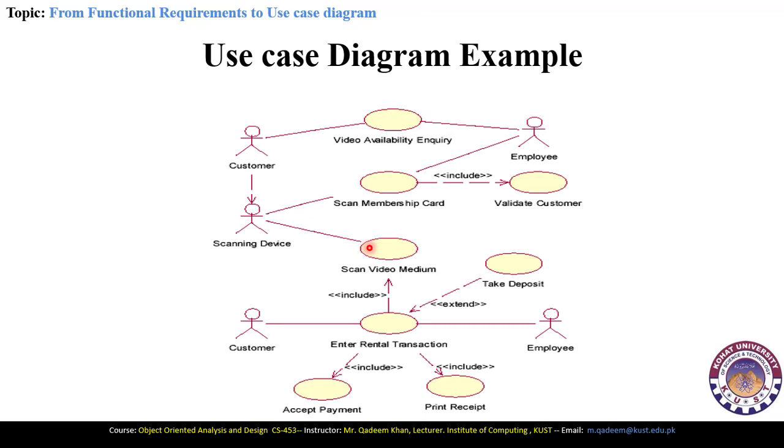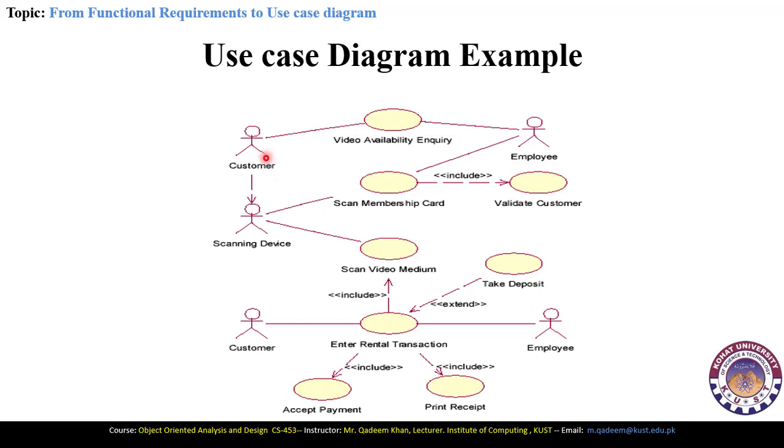Here we have a use case diagram example, and there you can see that we have include and extend relations here. You can see that there are three different actors: customers, scanning device, and another customers here. And also we have the employee actor. Similarly, we have another employee actor here.